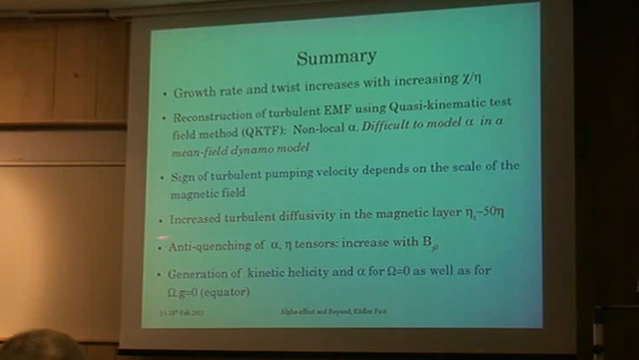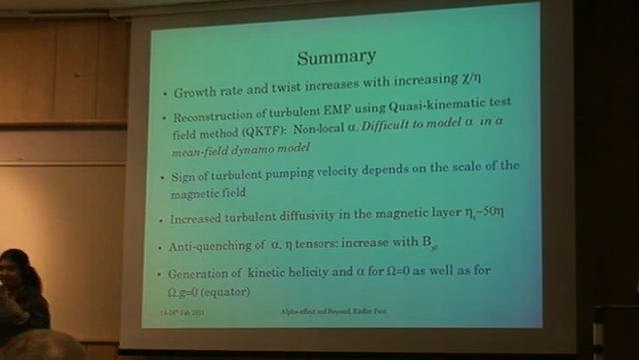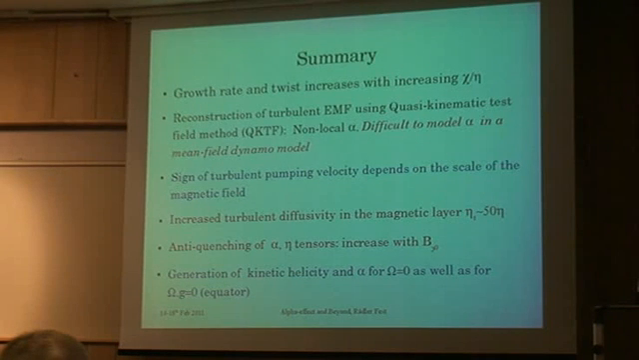And then this result about the anti-quenching, which means that the turbulent diffusivity in the magnetic layer actually increased to something like 50 to 100 times the molecular diffusivity that was there in the layer. This is exactly contrary to the quenching of diffusivity that we assume in strong field regions in the sun. And lastly, we have generation of kinetic helicity and alpha for Ω equal to 0, as well as at the equator for Ω not equal to 0. So these are some of the questions we would be pondering on in the coming time.